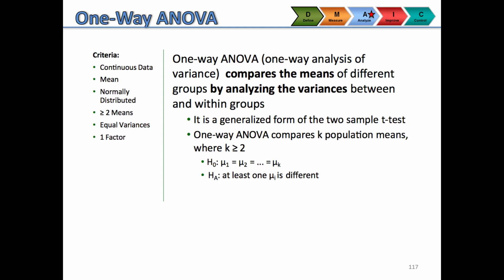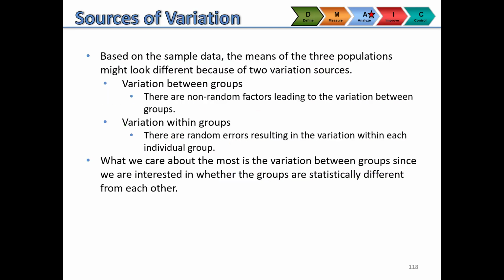It compares the means of different groups by analyzing variances between and within them. It's a generalized form of two-sample t-test. And one-way ANOVA compares K population means where K is greater than or equal to 2. Based on sample data, the means of the three populations might look different because of two variation sources, between groups and within groups. And that's kind of what we looked at with the stress levels. We want to know whether the groups are statistically different from each other. And in our case, we found out, yeah, we got a problem. There's a lot more stress on some shifts, they're not all the same.